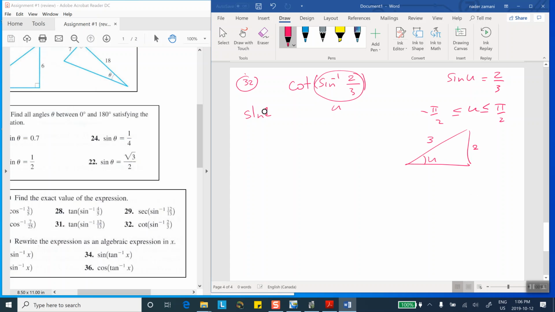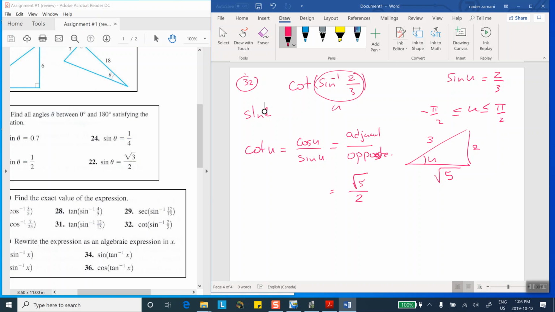Hypotenuse is 3, opposite is 2, and this one is going to be square root of 5. Good, and just leave it like this. Don't use decimals, don't use your calculator. Okay, so what do we want here? Cotangent of u equal to cosine of u over sine of u, or adjacent over opposite, which means root of 5 over 2.